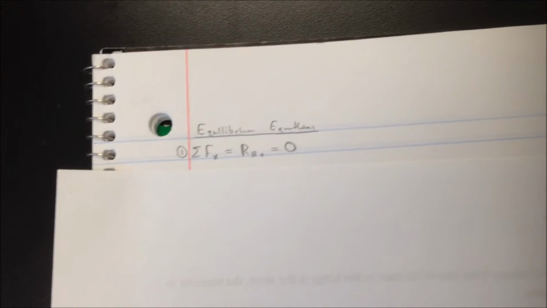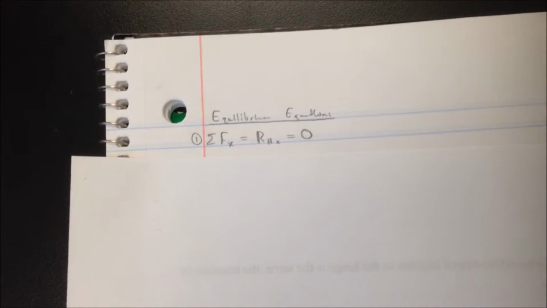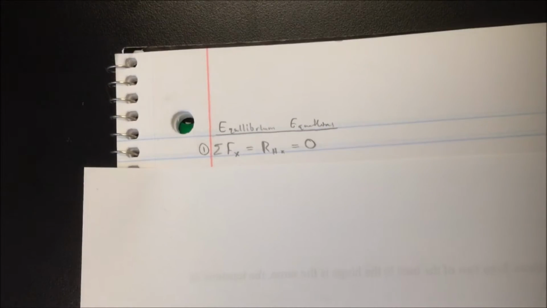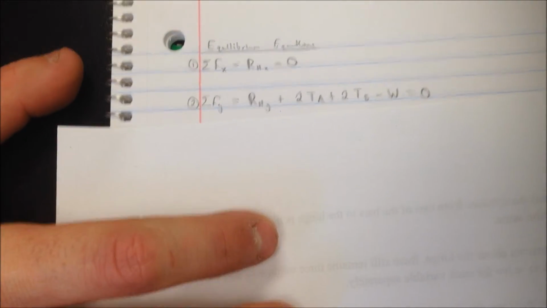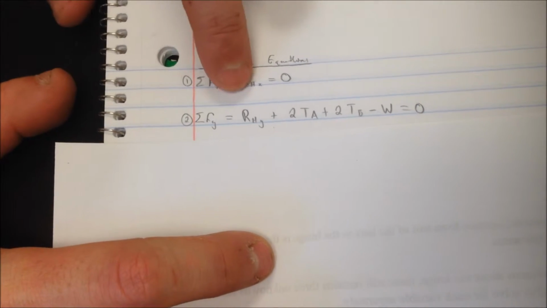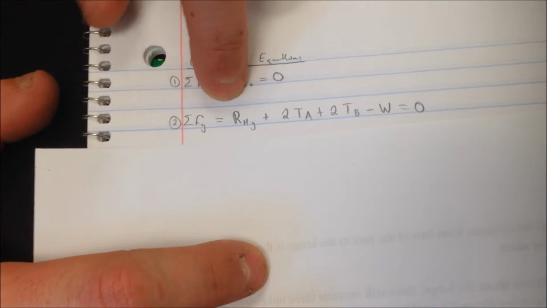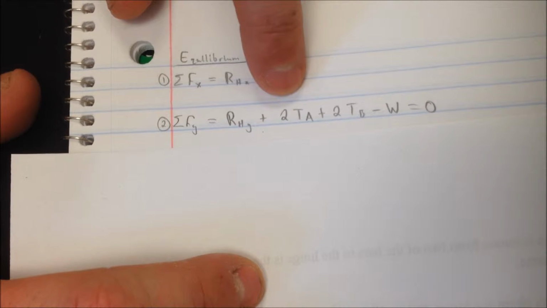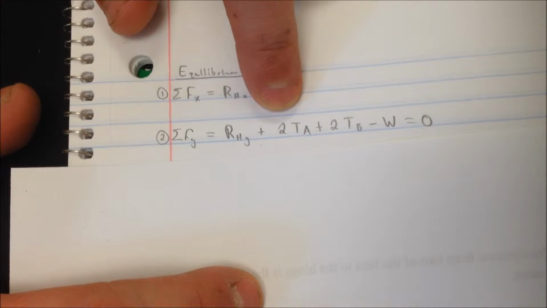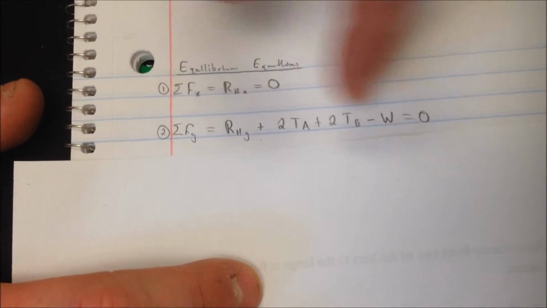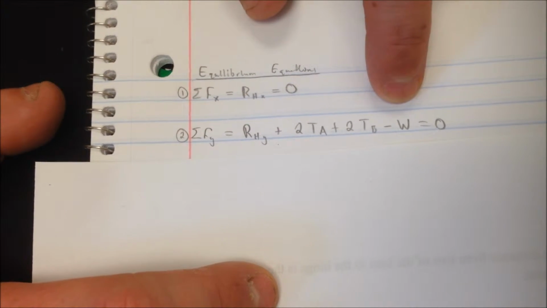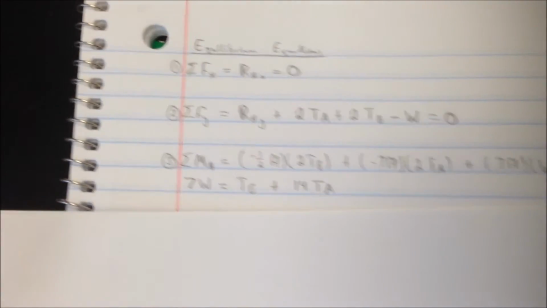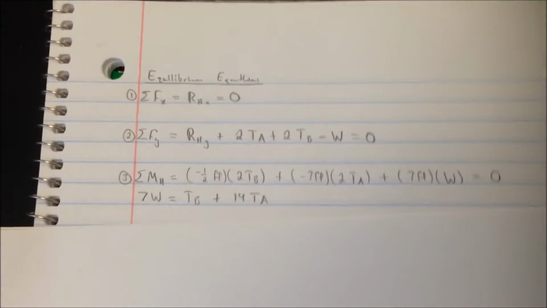Summing the forces in the x direction, it just comes out to be the reaction of the hinge in the x direction equals 0, since that is the only force in the x direction. Next we have the sum of forces in the y direction. We start with our reaction at the hinge, and then we have our 2 tensions at A, and then we have our 2 tensions at B, and we have to subtract the weight of the sniper. And then we move on to the moment equation.